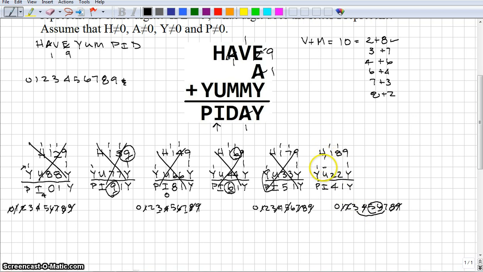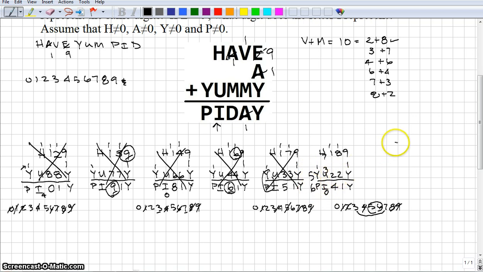Now it doesn't really matter. We could put 7 and 3 or 3 and 7. Either way, I has to be 0. That's because 3 and 7 is 10. We don't have a carry from the previous column. So 3 and 7, that's 10. We carry the 1. And then Y would have to be 5. And this would have to be 6.